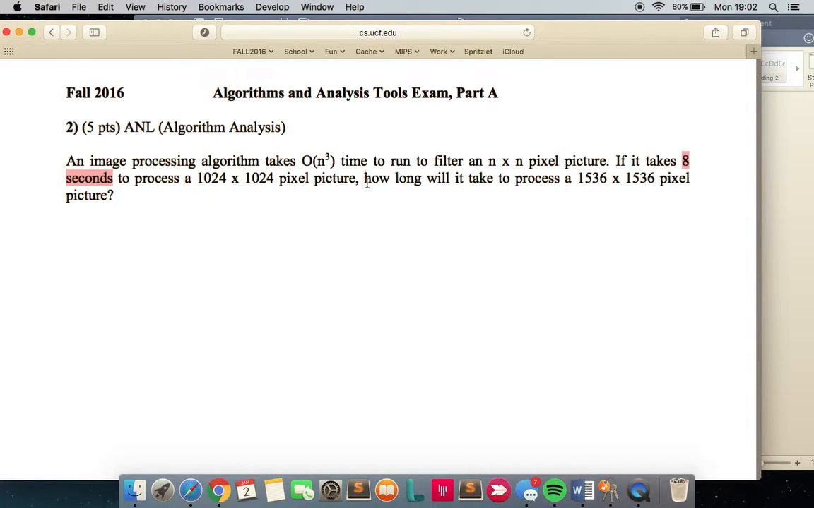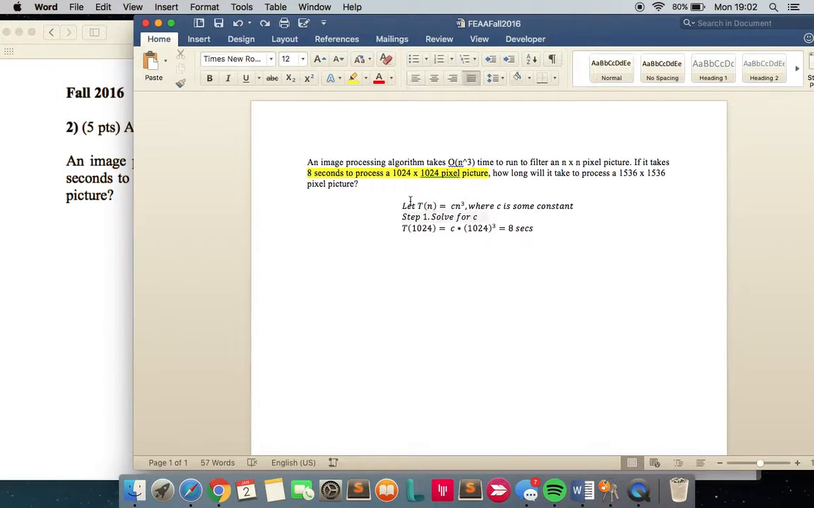Now, the problem is asking how long will it take to process a 1536 by 1536 pixel picture. And I'm going to show you how to do this, okay? So for these types of questions, this is our equation here. Let t of n equal some constant times your runtime, where c is some constant. Now, if we can solve for this constant c, and we have n, then we can solve for a time for any arbitrary n in theory, right?